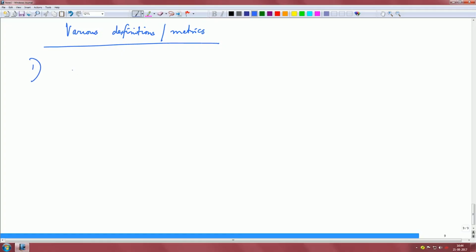The first is the L1 norm, denoted as this quantity here, which is the sum over i equal to 1 to n. Assume that we have n such coordinates for this vector. Take the absolute value of each coordinate, sum them up, and this is what you get. This is the L1 norm or L1 distance.